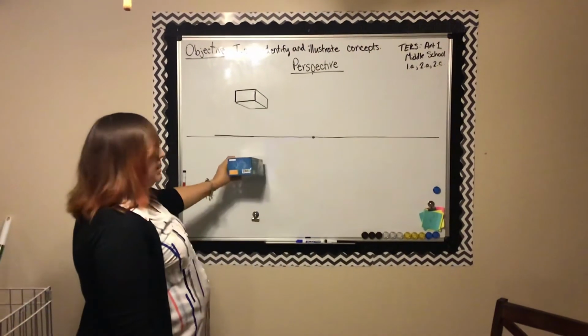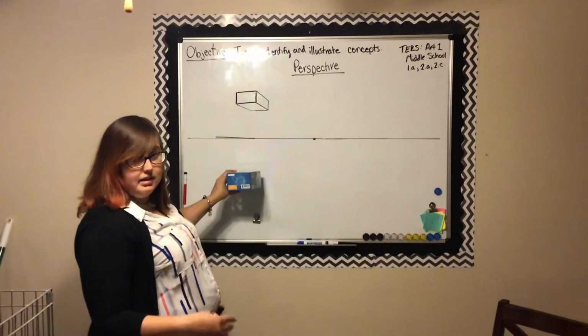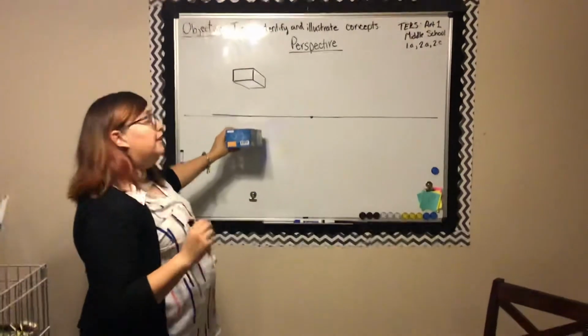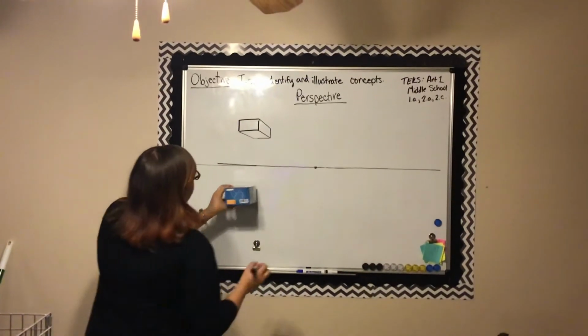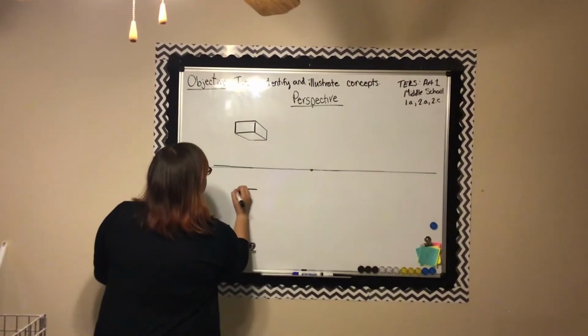So I'm going to do the same thing on this side. Let's do this one again together. I want you guys to try to follow along. We're going to move a little faster this time, okay? So we're going to draw our box shape.